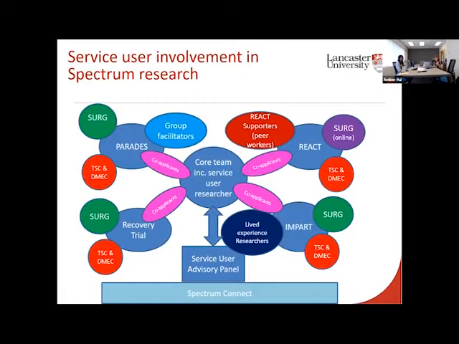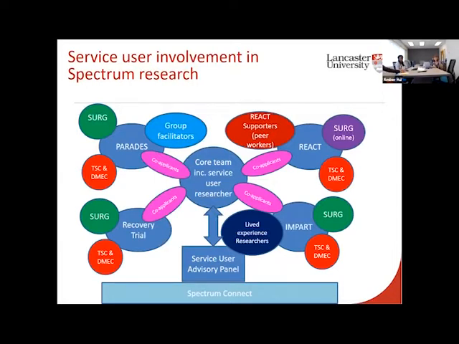And then for each study, I've given you an example here of 4 studies that we're currently running in Spectrum, and the blue oval-shaped things are each study. If we start with the recovery trial, in your bottom left-hand corner, what you'll notice is that for each study we have a co-applicant on the grant who is a service user, and they become part of the core team when that grant's running.